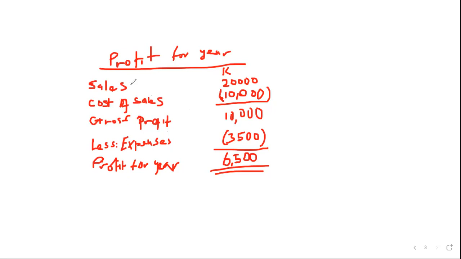Then on the sales, sometimes you have those returns inwards. So if you have returns inward, you just make adjustment. Then on purchases also, you have returns outward, you make adjustment. Then sometimes you have carriage inwards, you make those adjustments, or carriage outwards.